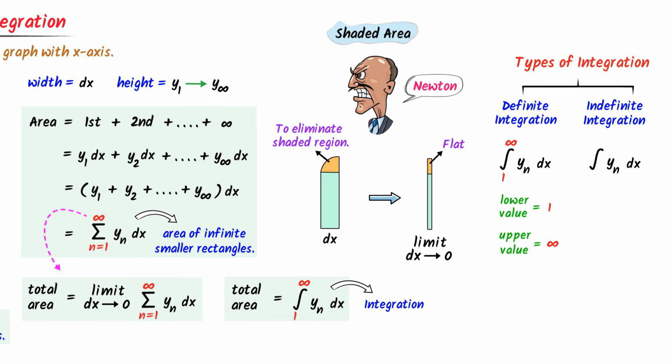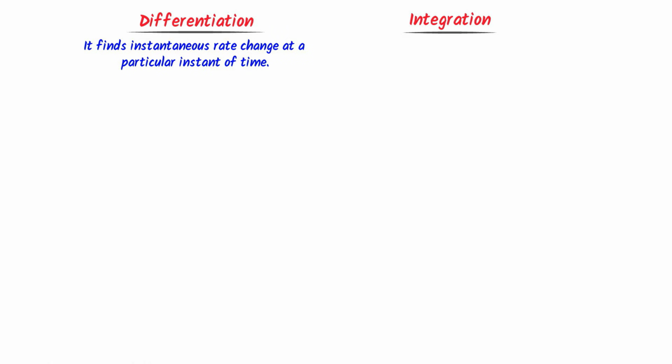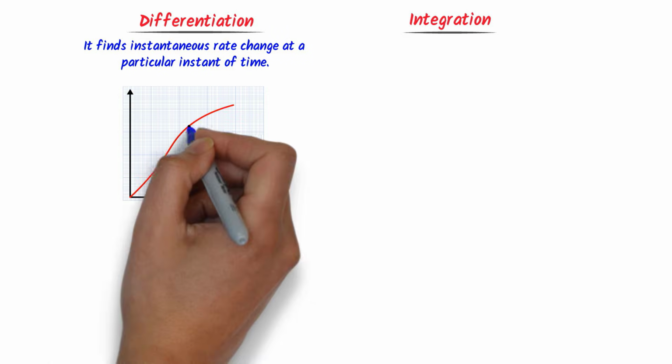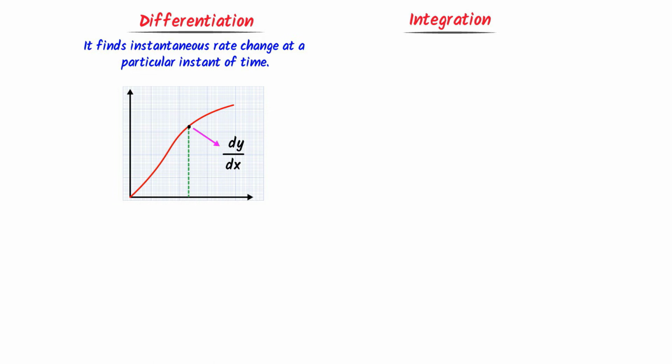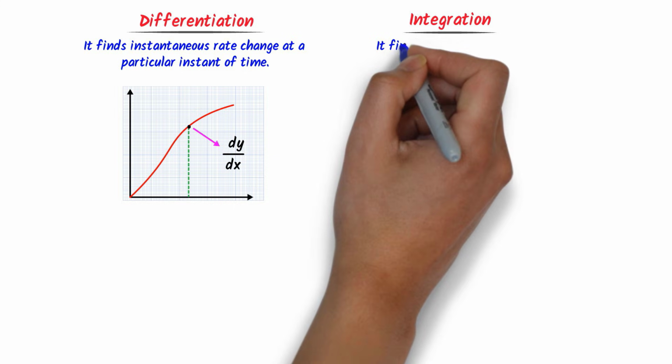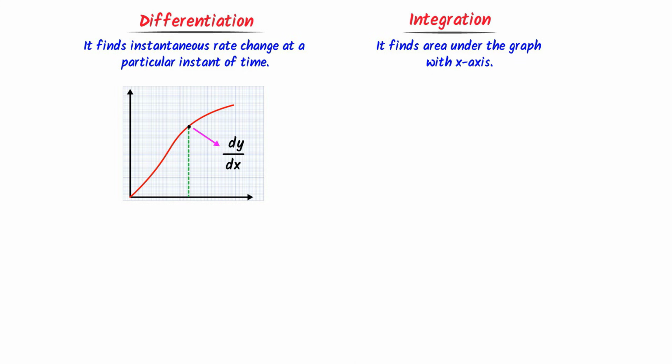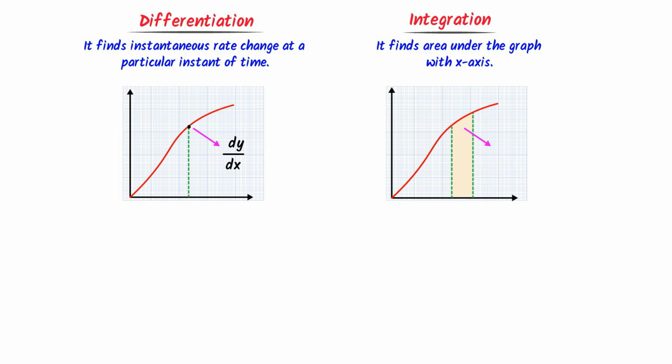Now, I will teach you two of my favorite questions. The first one is, what is the difference between differentiation and integration? Well, we already learned in our previous lecture on differentiation that differentiation finds the instantaneous rate of change. For example, in this graph, dy by dx finds the instantaneous rate of change at a particular point, while we learned that integration finds the area under the graph. For example, in this graph, integration finds the area under the graph.